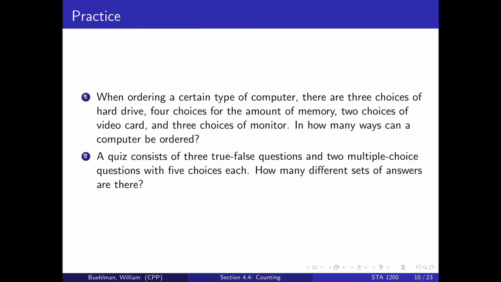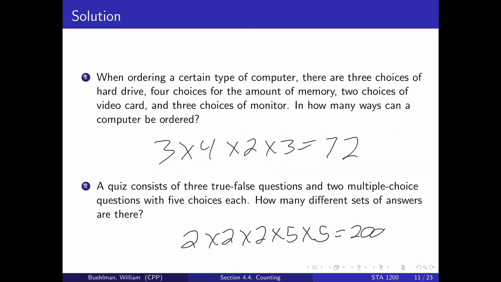The answers will be shown in 3, 2, 1. Here are the solutions. For the first one, remember we had 3 choices for the hard drive, 4 choices for the memory, 2 choices for the video card, and 3 choices for the monitor. So we just multiply those all together and we get 72. For the second one, remember we had 3 true-false questions, so we have 2 choices each. So 2 times 2 times 2, and then 5 choices for each of the two multiple choice, so times 5 times 5, which gives us a total of 200 different possible answer combinations.